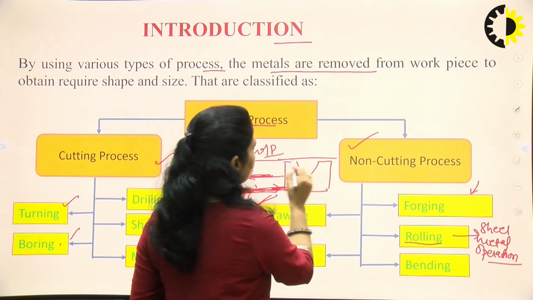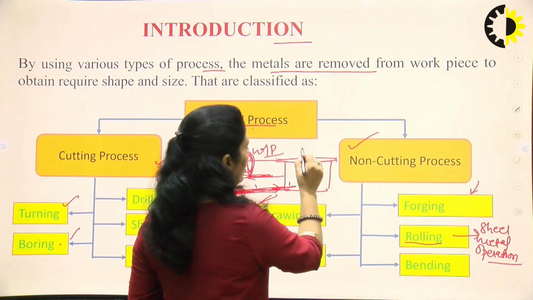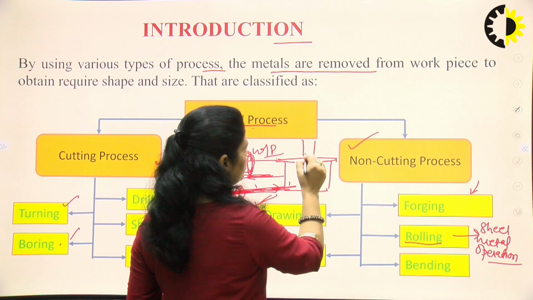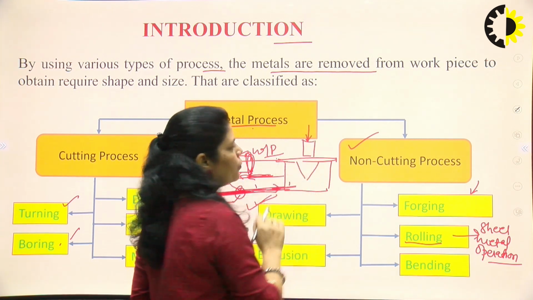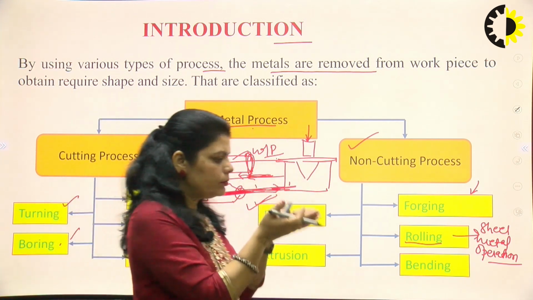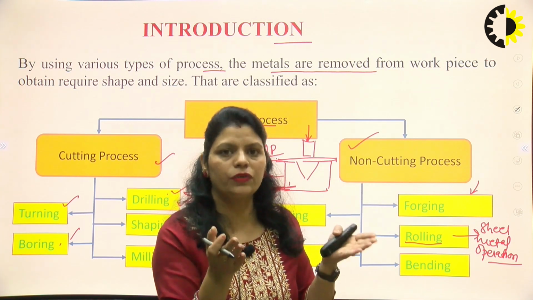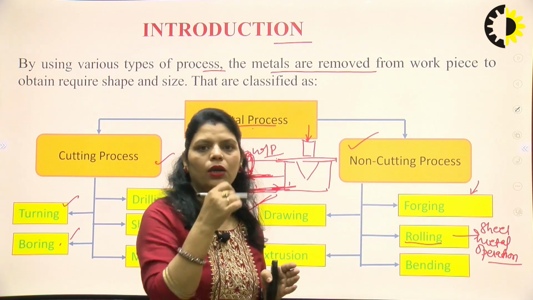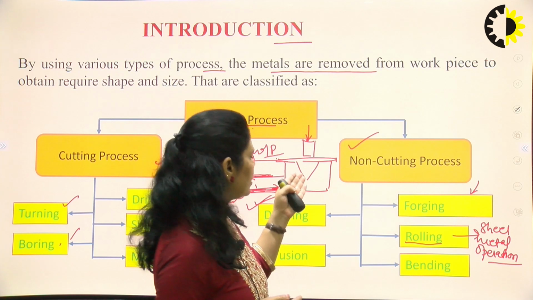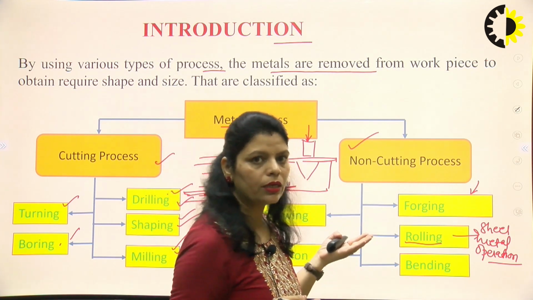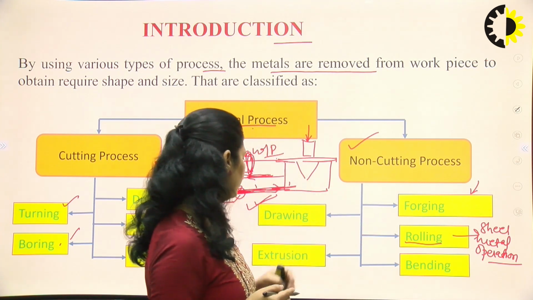Okay, this is your straight sheet here, and we are using the punch. We are applying the force from here, so it will bend in the V shape. Similarly we can have the U shape also. So we are bending our sheet with the help of external forces.